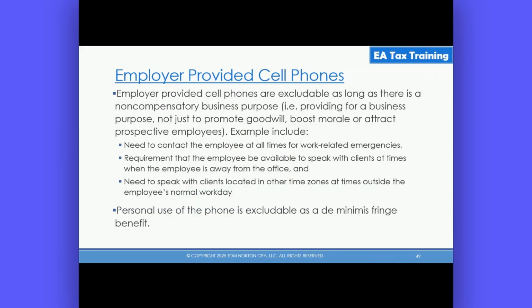So if you have a valid business purpose for that person having the phone, then you can deduct it. You do not have to include it in their income. And personal use of that phone is also excludable as a de minimis fringe benefit. So you don't have to pretend like they're not using that phone for personal purposes. You can just go ahead and deduct it and exclude it from their income.